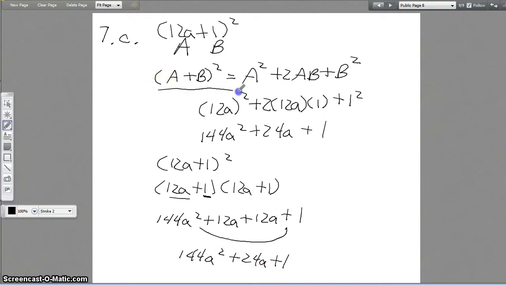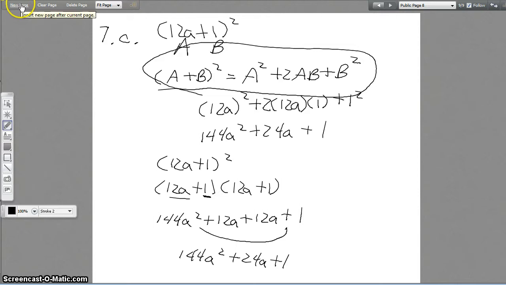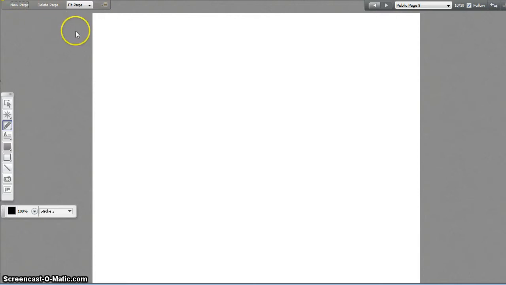You can use the formula they have given you if you would like to. You do not have to work this out the long way. Just be careful when you use the formula that you remember your coefficient gets squared also. Okay, so that was 7c, which is like number 14. So now let's do one more example from number 7. Let's look at 7d.